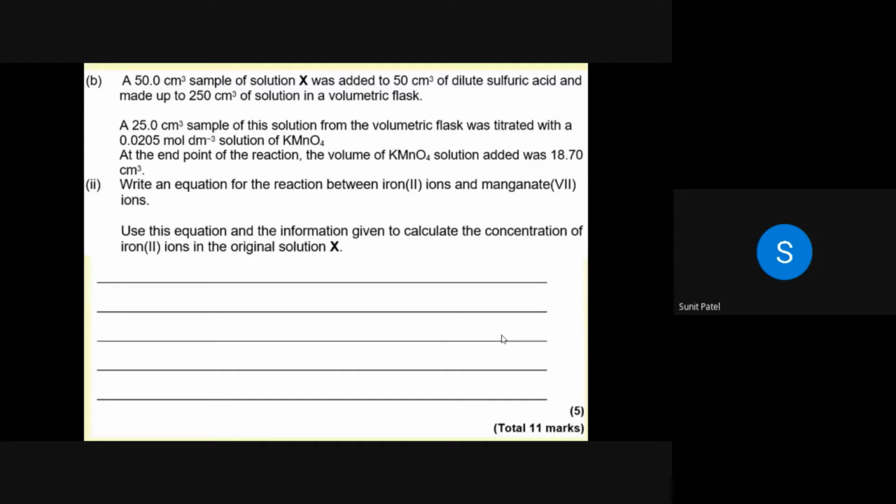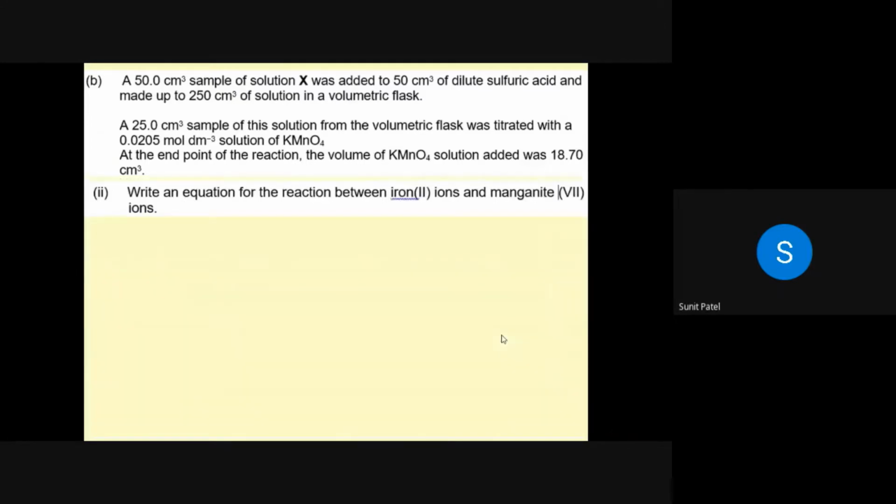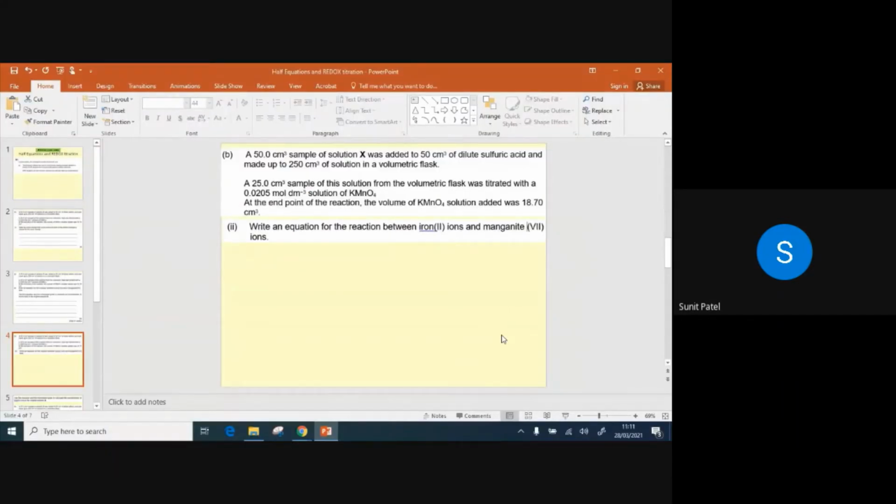Right, first of all, writing the half equations for this reaction, and then using the information from above, which is the numbers, of course, to calculate the concentration of iron 2+ ions in the original solution of X. So this question is worth a total of 5 marks. Overall, the whole question is 11 marks. So let's begin. Again, feel free to pause the video when you feel you need to. So the first part is writing the half equation, so the redox equation for this reaction. Let's have a look at the information they've given us.